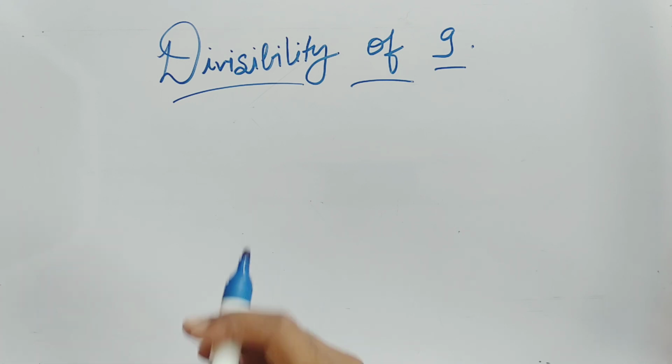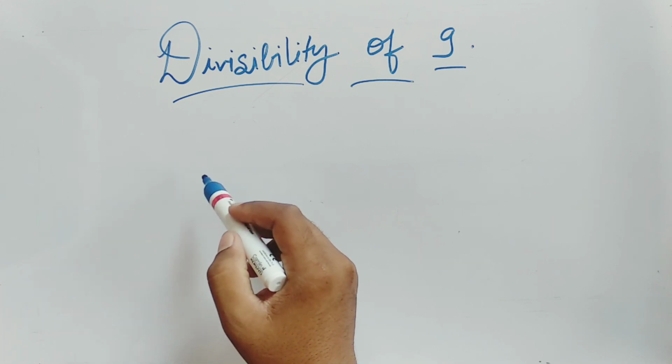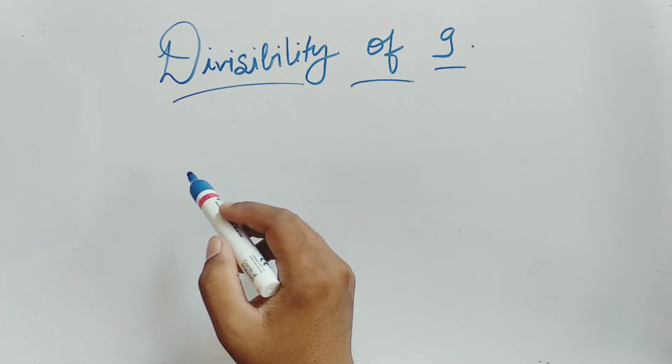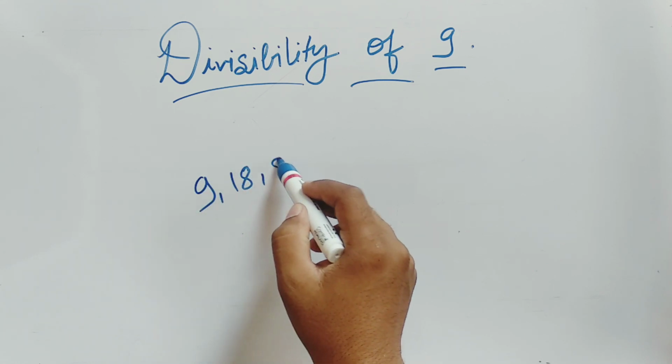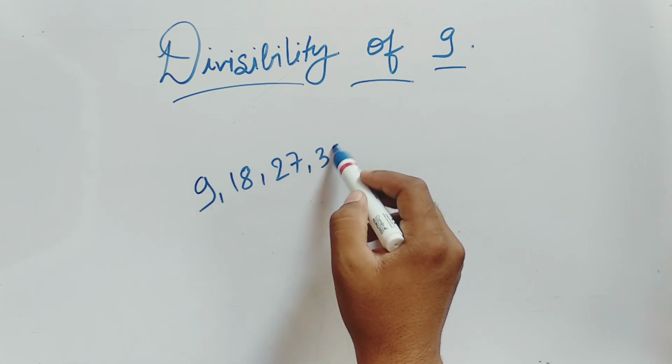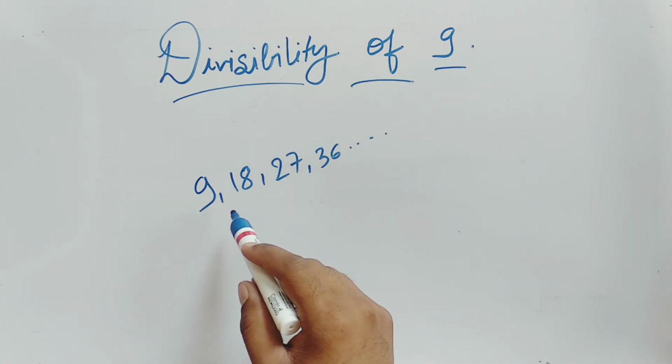Its definition states that given a number, if the sum of the digits results in a number which is a multiple of 9, that is 9, 18, 27, 36 and so on, then the given number is divisible by 9.